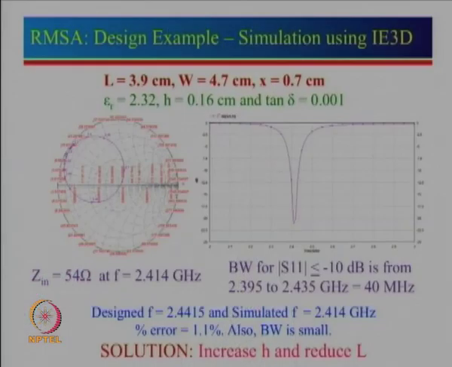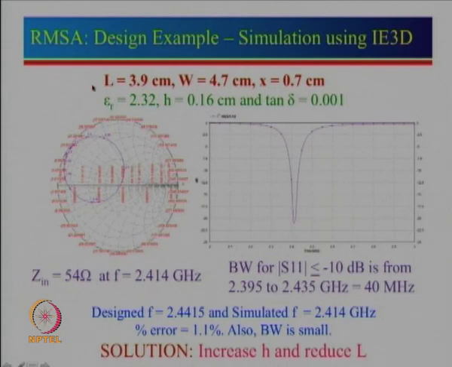What we did is simulate the same design using a commercially available software, which is IE3D. Earlier it was available from Zeland, now it is available from Mentor Graphics. So here we took 3.9 centimeter, W as we calculated, and X as 0.7. Now just recall I said the starting point can be L by 6. 3.9 divided by 6 is 0.65.